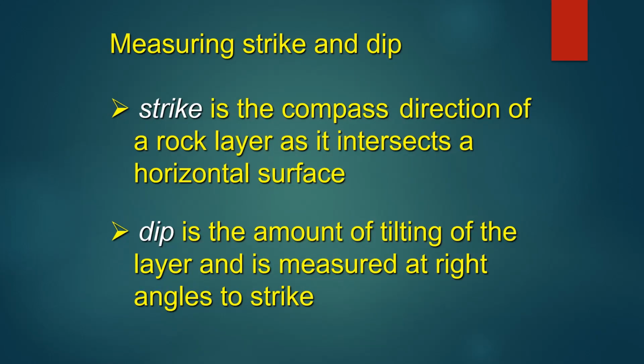Strike is the compass direction of a rock layer as it intersects with an imaginary horizontal surface. Dip is the amount of tilting of the layer and is measured at a right angle to the strike. So when the strike and dip of a tilted layer, a fault plane, or other surfaces are measured, based on the measurement, the measured surface can be drawn in 3 dimensions.